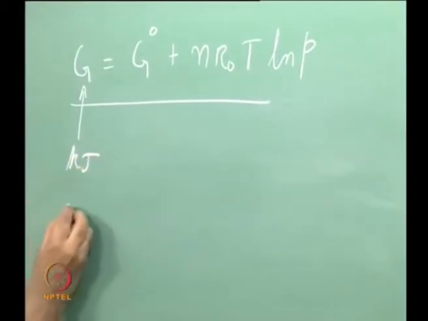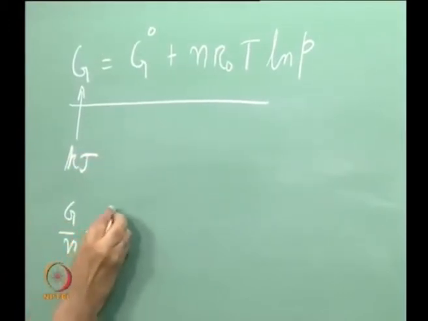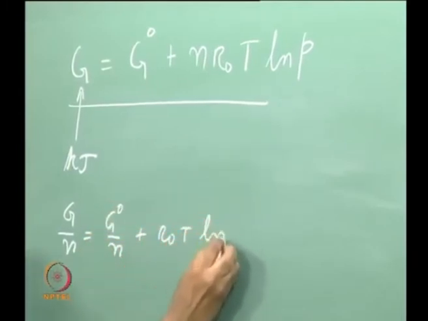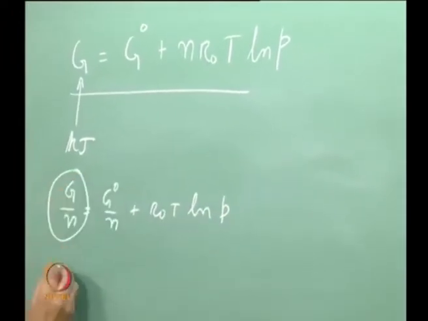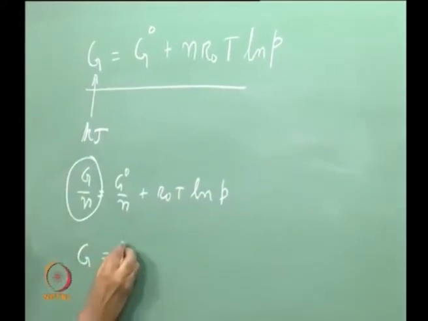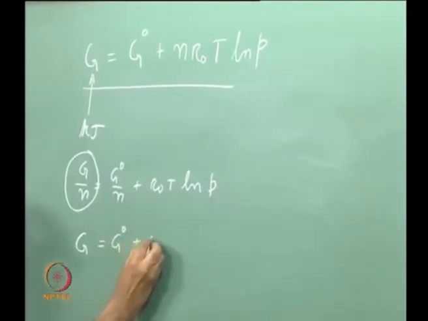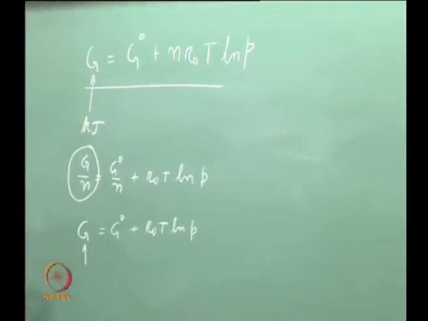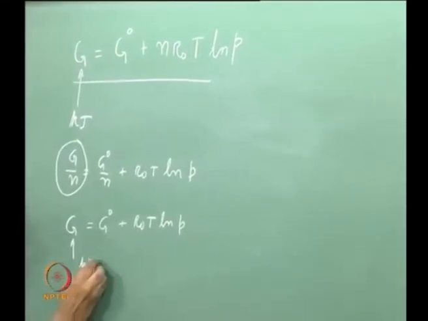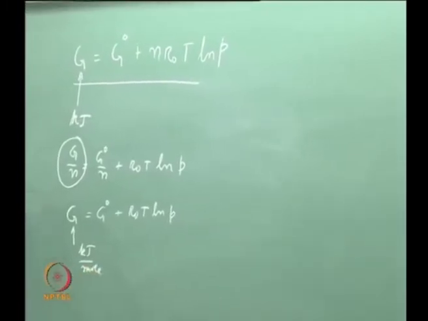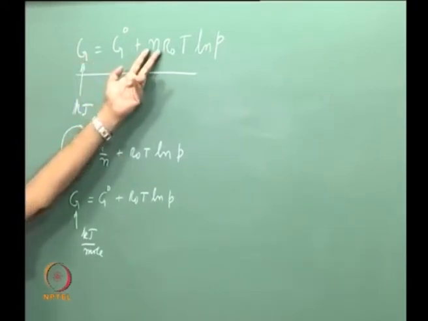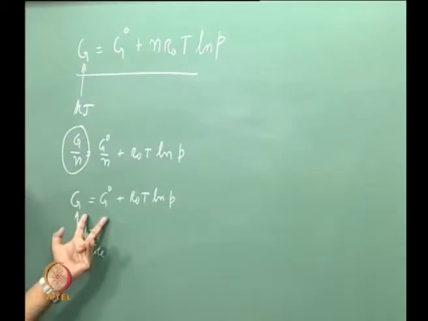Maybe I learned to do it in terms of G by N is equal to G0 by N plus R0 T ln of P. Therefore, I now call this my G, which is G naught plus R naught T ln P, where the unit of the Gibbs free energy which I am going to use henceforth will be kilojoules per mole. I would rather have a per mole rather than the total, and this whole thing is for n moles, therefore per mole is what I get over here.